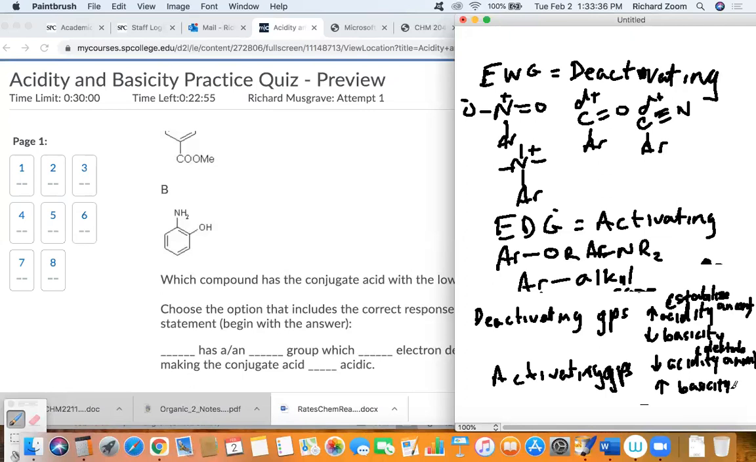All right. Any other questions about this? Dr. Musgrave. Sylvia. Question. So deactivating subtracts electrons while activating adds electrons, correct? Yes. That's true, Sylvia. Thank you. All right. Any other questions?